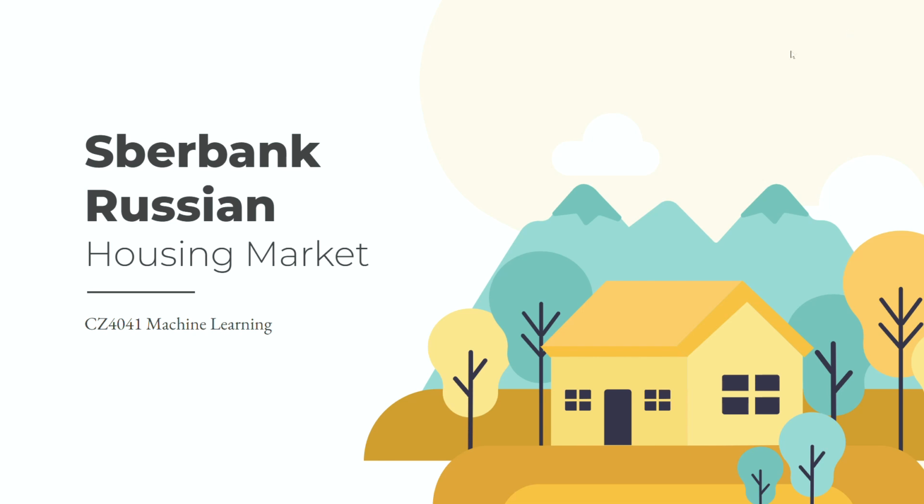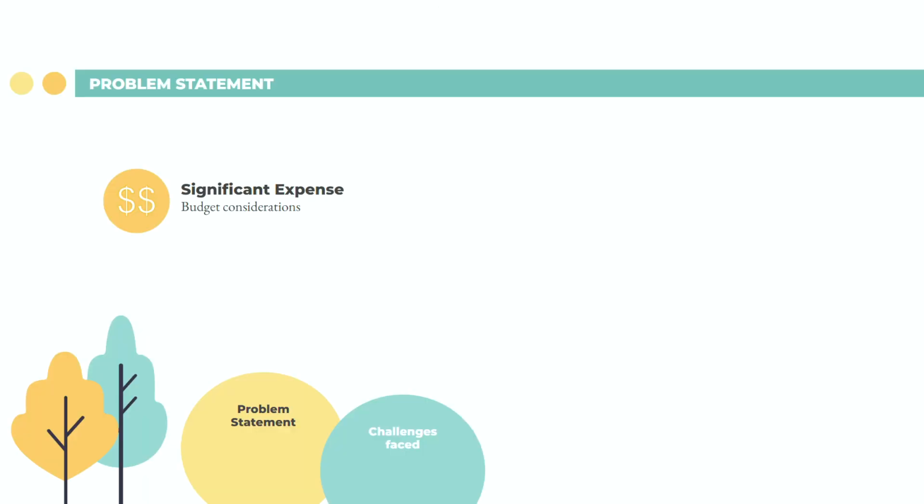Today, we will be going through how we approach and tackle the Sberbank Russian Housing Market challenge on Kaggle. Housing cost has always been a significant expenditure for budget considerations, and in the context of the Russian housing market, the problem is that there are many uncertainties in the economy that can affect housing prices. In this competition, we were tasked to develop algorithms that can predict relative prices, which will hence allow Sberbank to provide more certainty to their customers.